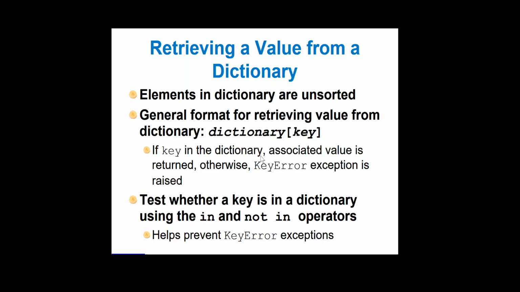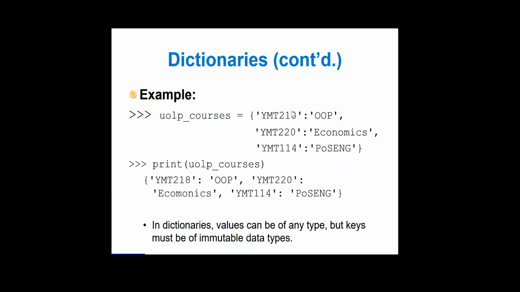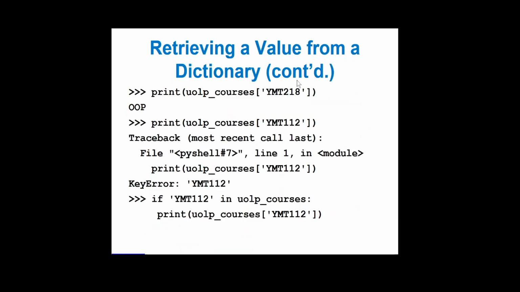So now look at this. I will show you the examples, then we speak about the exceptions or the key error. Now look, for example, I try to print the ULP courses. I try to retrieve Ymt218. I know that this one is available because I typed it myself and I know it's available in the dictionary. It will return the value of it, just the value the way it is.